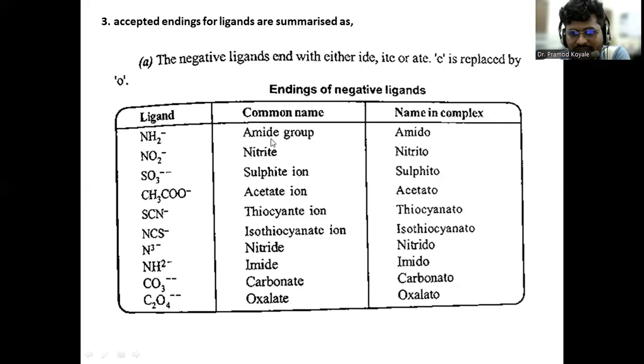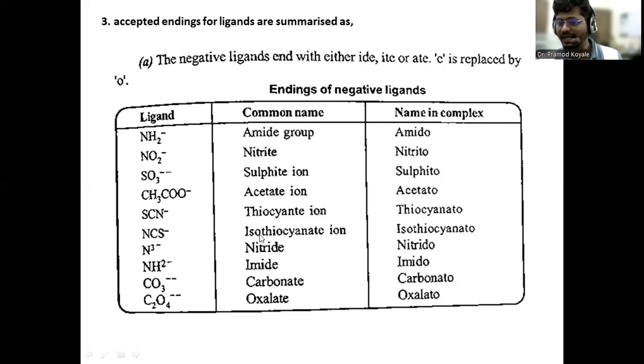For such negative ligands, the ending IDE, ITE or ATE should be replaced. It means that the E at the last should be replaced by O only. For example, NH2 minus is the amide group. Amide is the common name, but in the complex the name is amido. For nitrite it is nitrito. For sulfite it is sulfito. For acetate it is acetato, and so on. There is thiocyanate also.